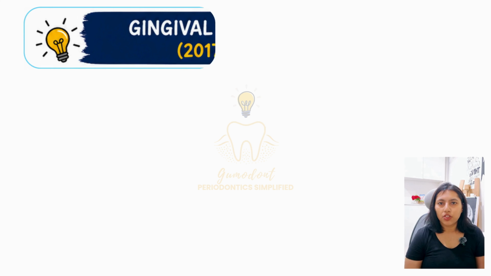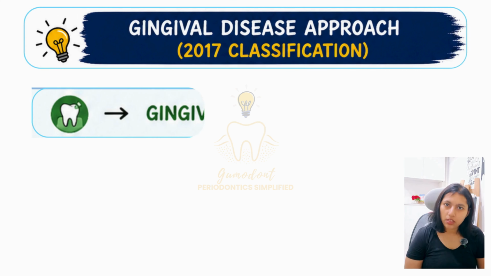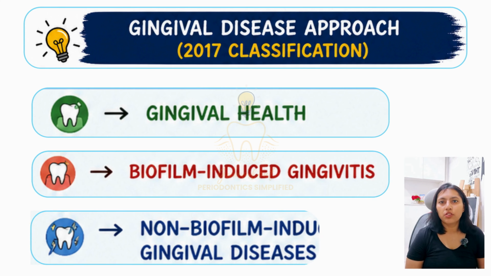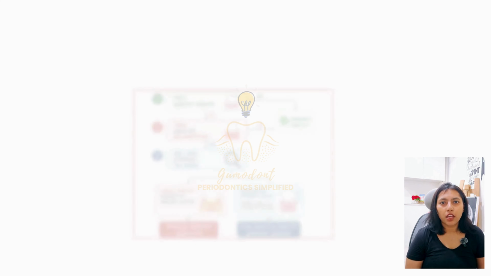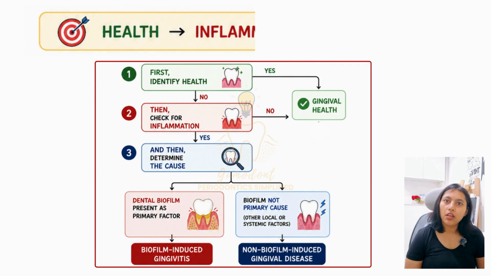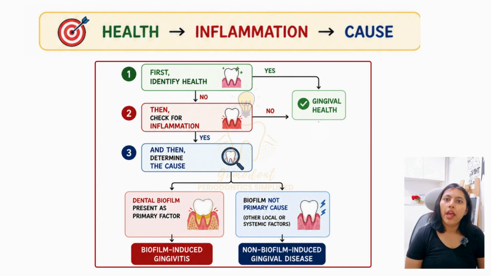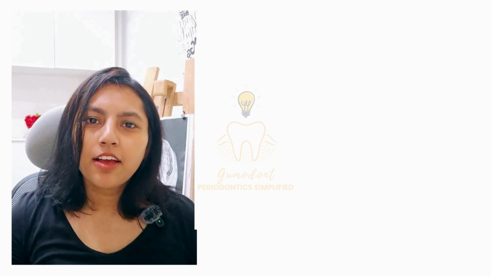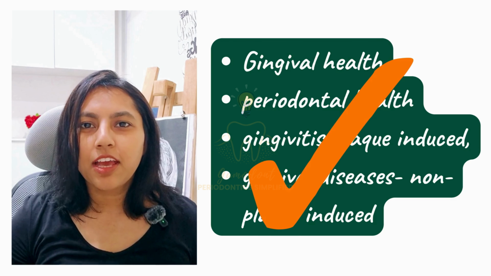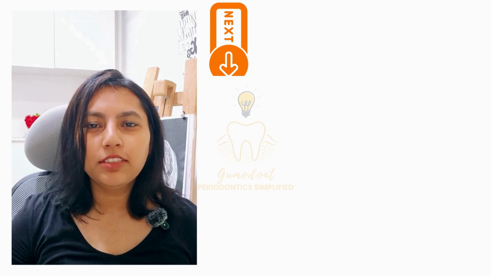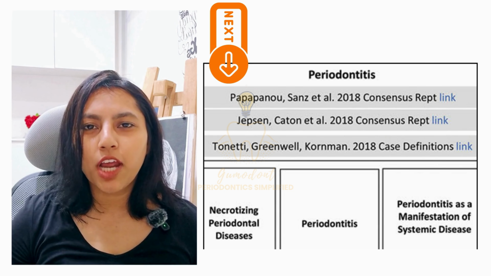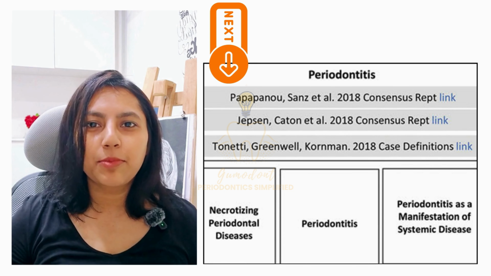So to summarize this section, we have gingival health, biofilm-induced gingivitis, and non-biofilm-induced gingival diseases. And the key to understand all of this is very simple. First, identify health, then check for inflammation, and then determine the cause. So, this concludes the first part of the 2017 classification. In the next part, we will focus on the types of periodontitis along with its staging and grading, and periodontitis as a manifestation of systemic diseases.